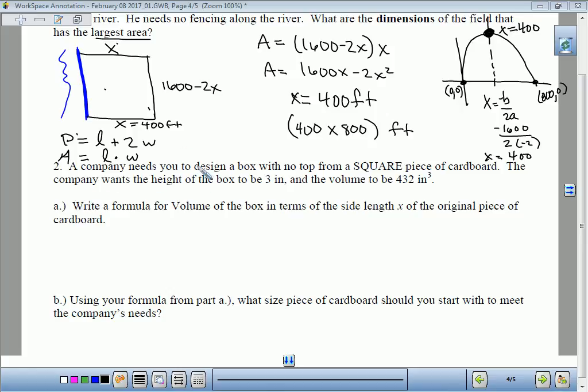Okay. A company needs you to design a box. This box has no top. Okay, that makes it really easy. We don't even have to think about the top. The company wants the height to be 3 inches and the volume to be 432 cubic inches.